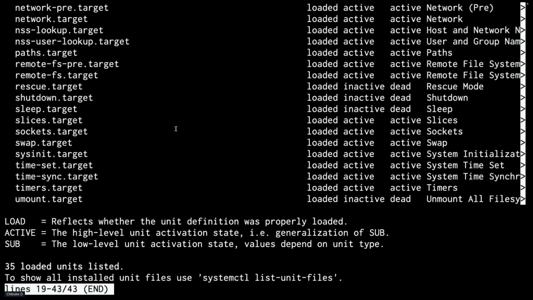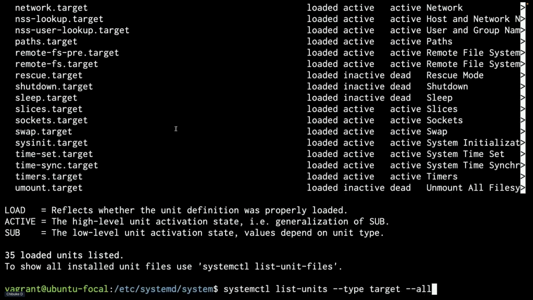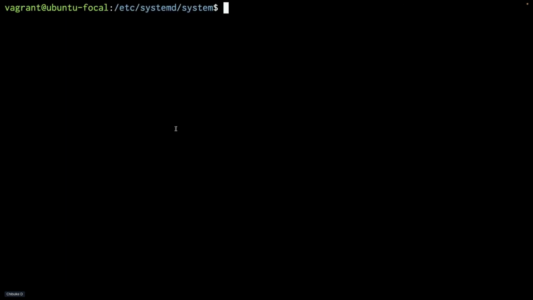I want to run the targets. I want to see everything in the targets. I want to see everything that is running as a service. This is the command I'd use.